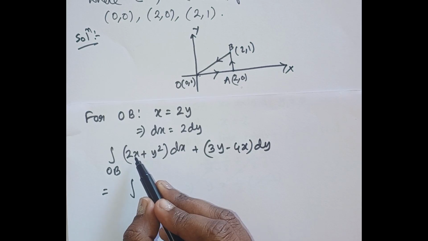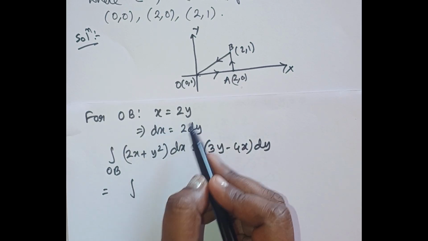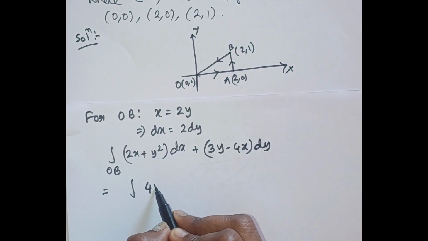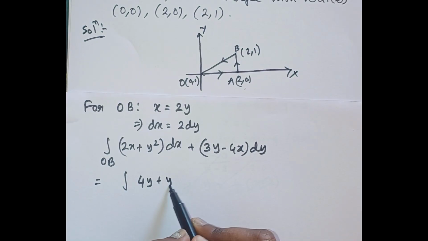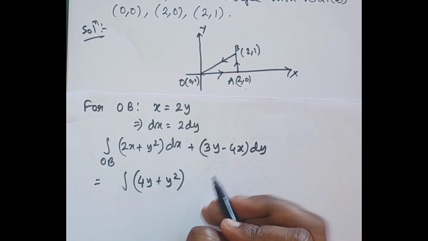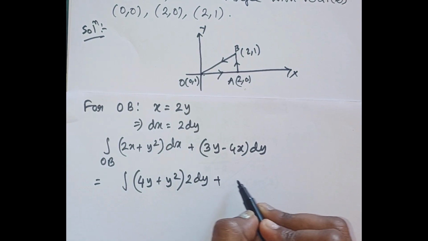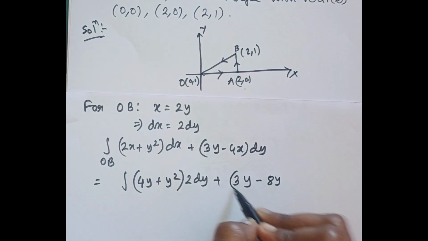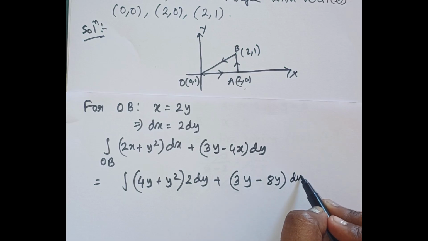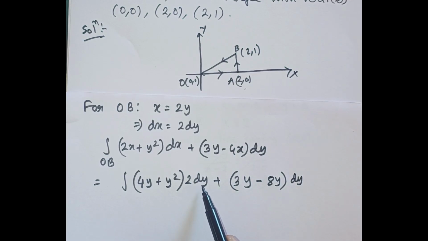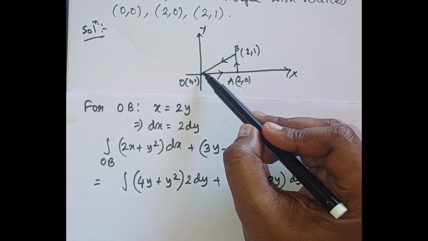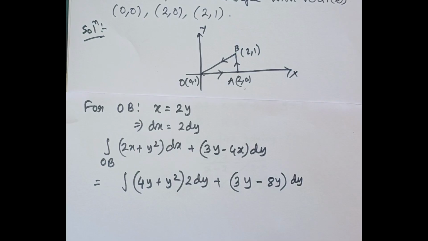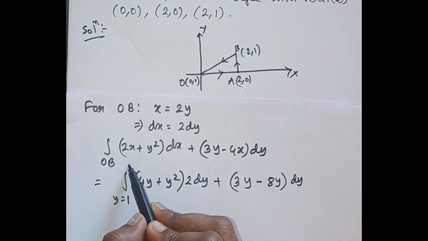In this case, if we substitute the values, it will be 4y plus y square, and dx is 2 dy, plus 3y minus 4 into 2y, which will be 8y, then dy. And in this case we need the limit for y, so y is going from 1 to 0 because we are going from B to O, so y will be 1 to 0, okay.